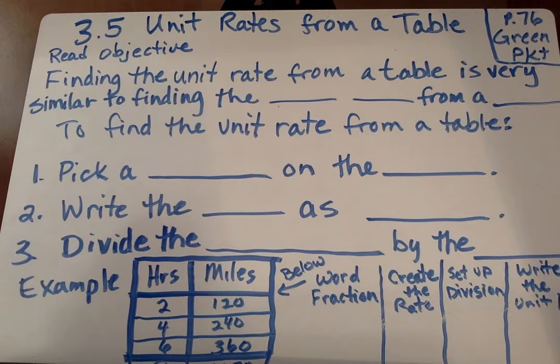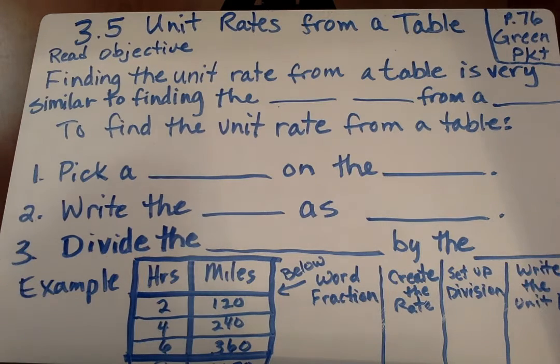Hello students, today we will be going over 3.5 unit rates from a table. This is page 76 in your green packet. And our objective is I can find the unit rate from a table.